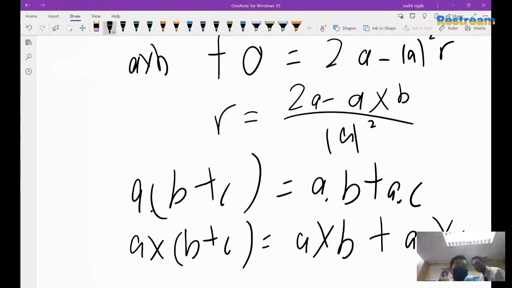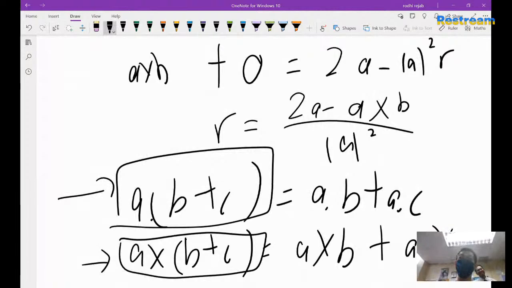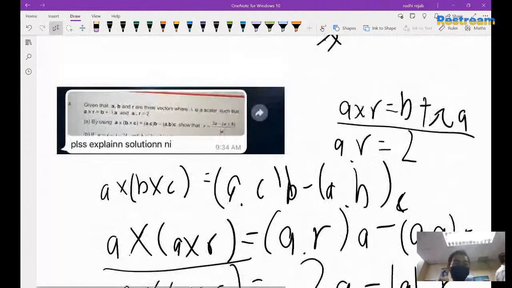Okay. So these two are the properties you need to remember to solve this question. Actually, you need to remember cross only, but the dot is very useful as well. Just remember both of them. Okay, that's all for this question. It is a very good question, by the way, for the person who asked this.